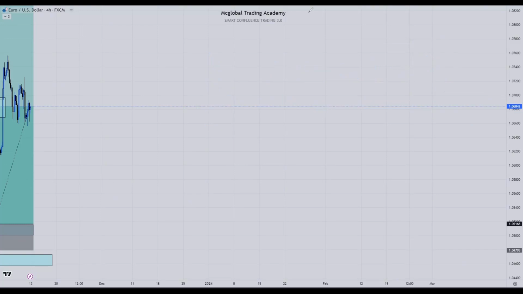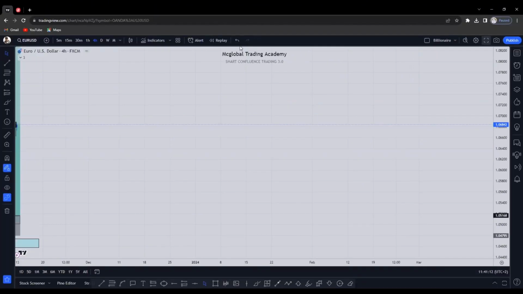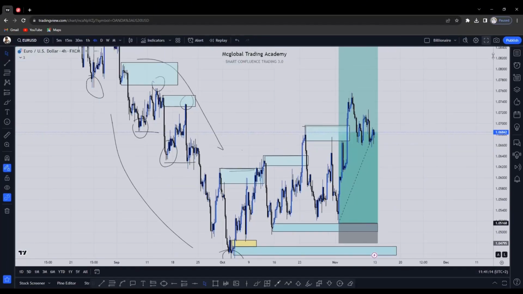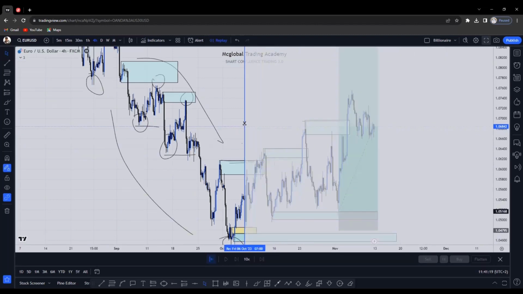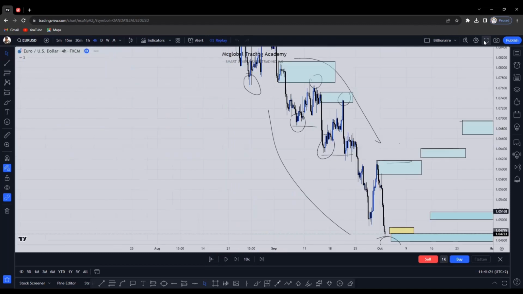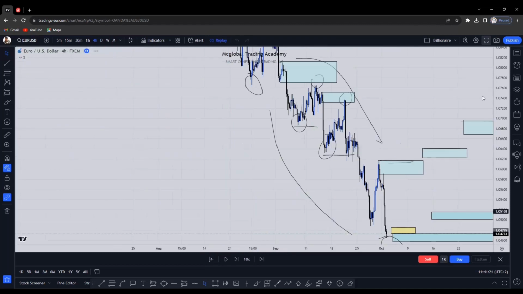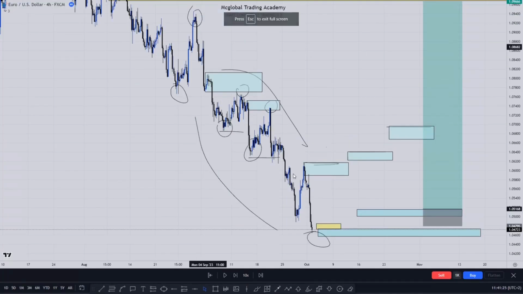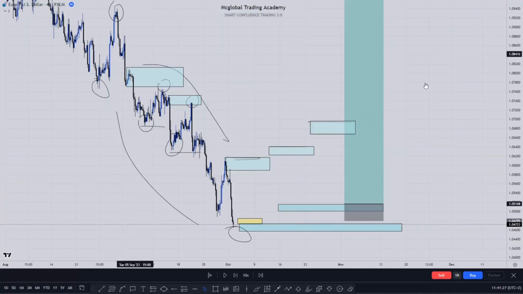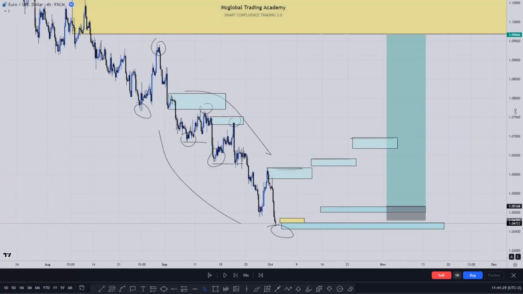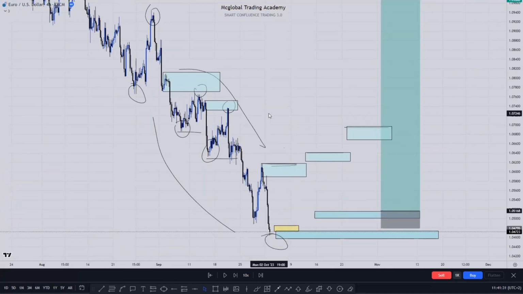So let me just show you a simple, quick example based on order blocks and what I'm just talking about. So this is EUR/USD. Just looking at this structure here. We're not going to talk much about structure in this particular video, we're talking about order blocks, remember.